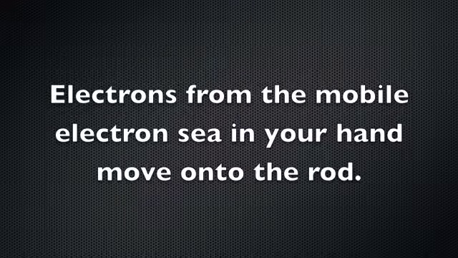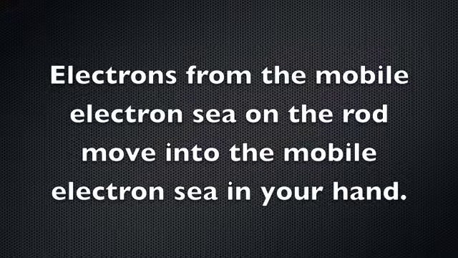The third statement is electrons from the mobile electron sea in your hand move onto the rod. No, that's false. The electron sea makes things conductors, but even though the electrons are moving around, they are still bound to whatever object they're part of. So it's more difficult to get rid of them, as opposed to macroparticles like chloride or sodium ions. Electrons from the mobile electron sea on the rod move onto the mobile electron sea in your hand. Again, that's the same explanation as before.